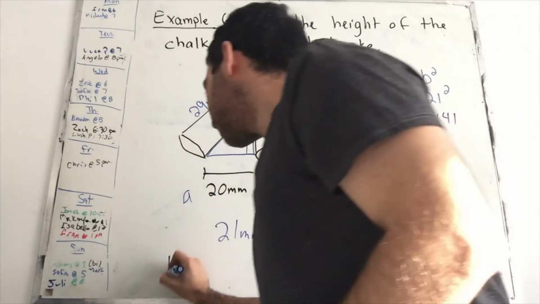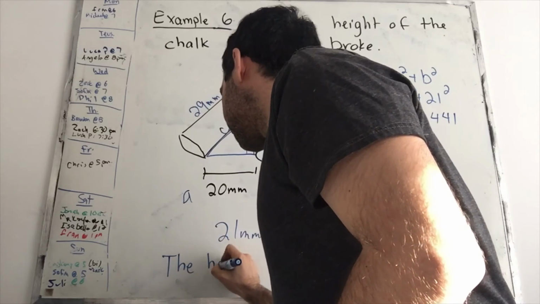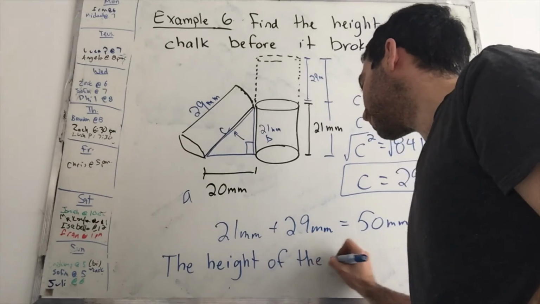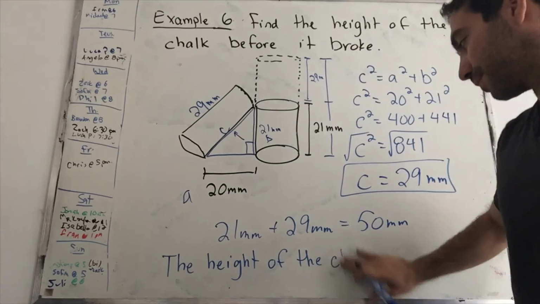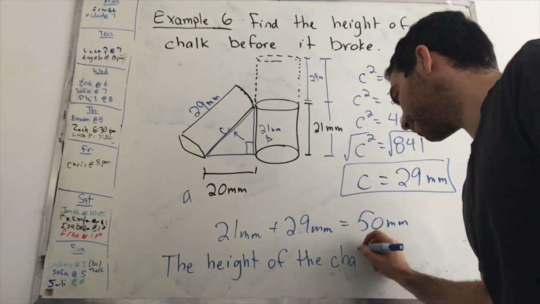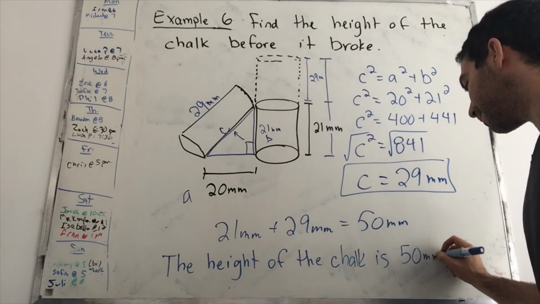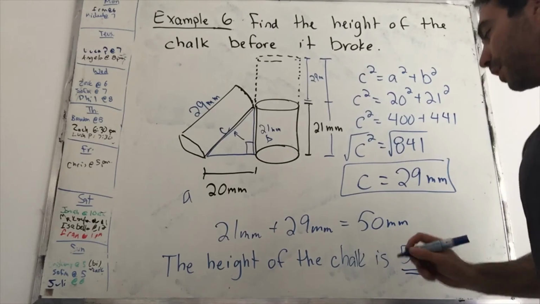So the height of the chalk is 50 millimeters. And that's the answer.